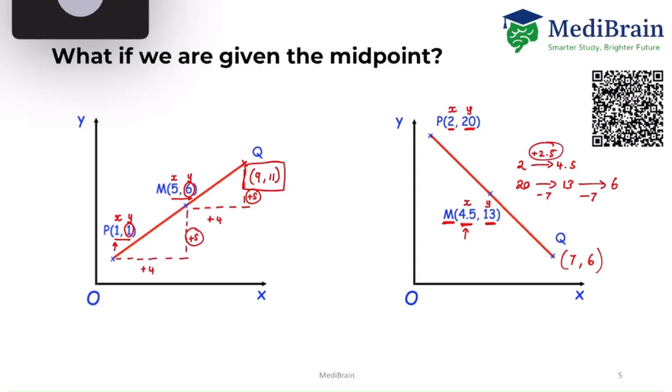So over here in the first example, 1 to get to 5, comparing the x coordinates, we have to add 4. 1 to get to 5, add 4. So to get from M to Q, you also have to add 4. Okay, so 5 add 4 gives you 9. Okay, so the y coordinates, we've got 1. To get to 6, we added 5. So 6 to get to the y coordinate of Q, we also have to add 5.